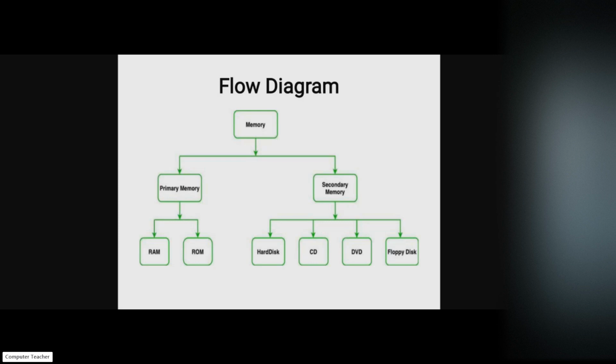For a clear visual representation, I have taken this flow chart. This is the memory, and we have two divisions here. The first one is primary memory, the second one is secondary memory. In primary memory itself, we have two subdivisions, RAM and ROM. Do you have any idea about this RAM, ROM? Anyone? I think I know what RAM is. Basically, RAM helps basic programs and applications run in your computer.